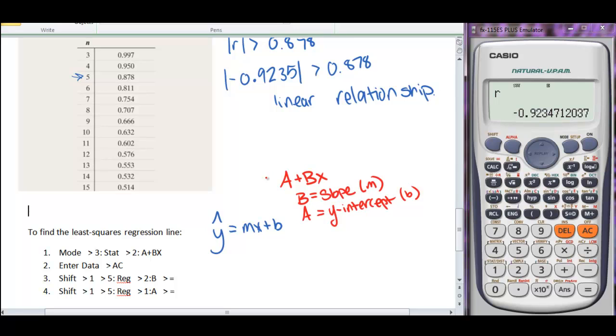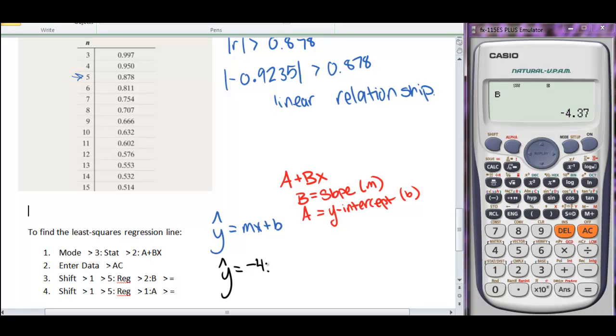So to do that, we're still going to go through the same process of entering in the data. Because we've already entered in the data using these first 2 steps, now we're just going to go through and find our A and our B. I prefer to find B first. So we're going to have y hat equals, and then we need to figure out our B. So to do that, we're going to go to Shift 1. This is our stat menu. We're interested in our regression line, so number 5, and then our b, so that's number 2, and then hit equals. So we get b is a negative 4.37.